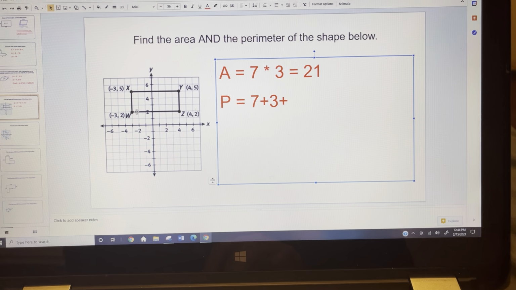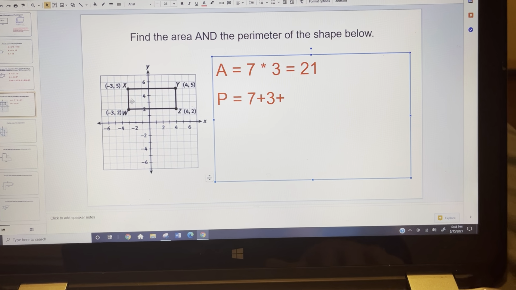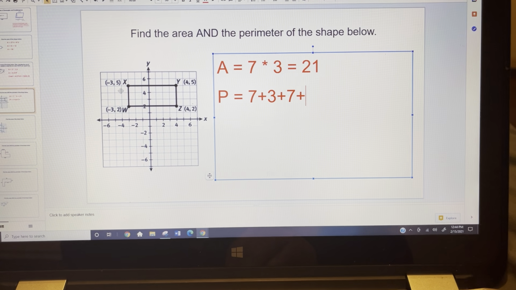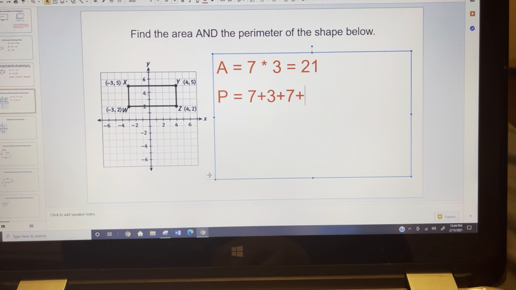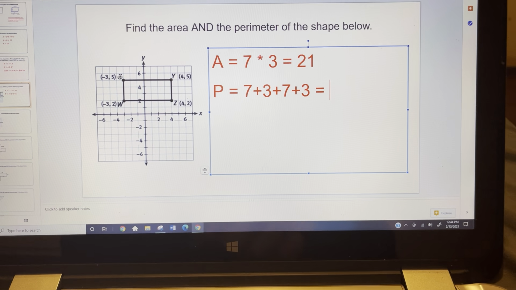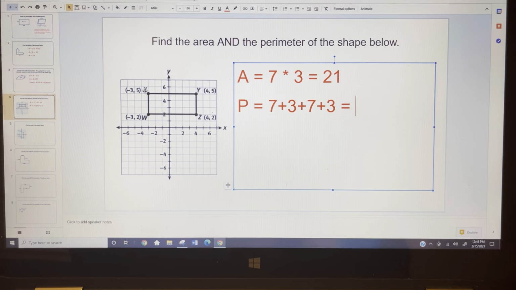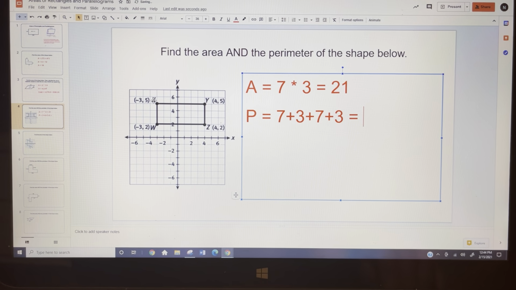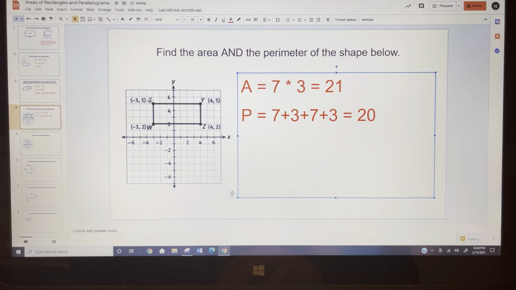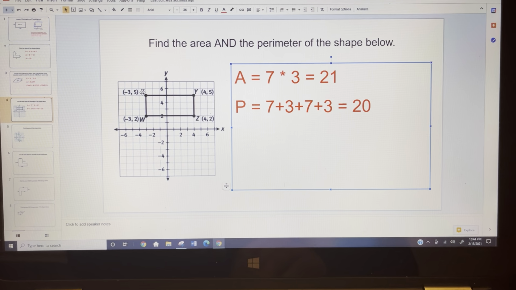This one is 7 at the top, but also the one at the bottom is 7, so I need to add another 7. Same thing with the left and right. I only counted the right was 3, but I know that the left is 3 also, so I need to add that as well. Once I do that, I get 7 plus 3 plus 7 plus 3, and that's 20. So the perimeter of this is 20, while the area was 21.